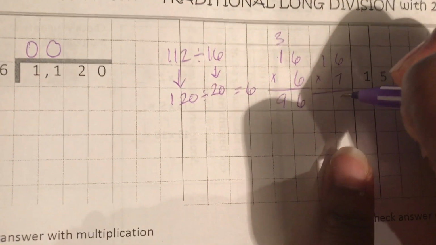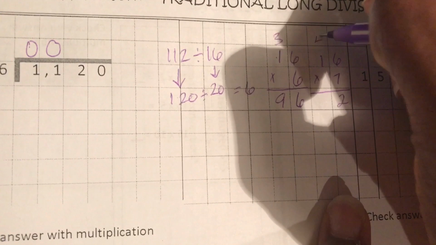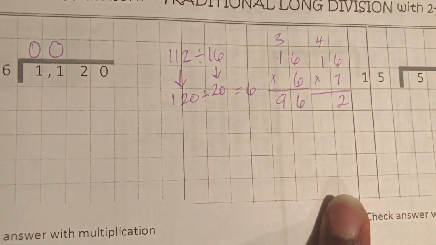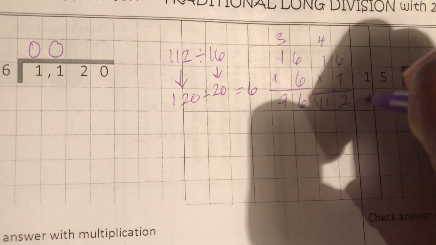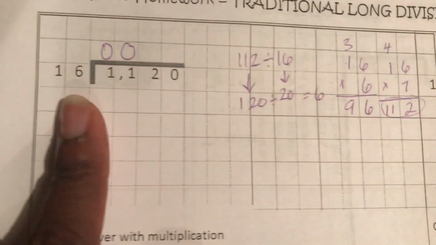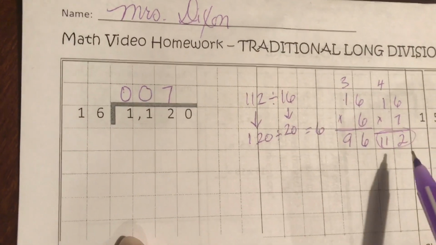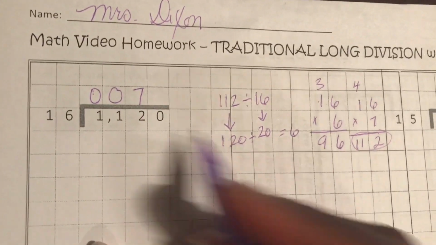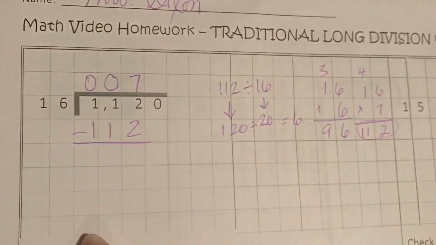6 times 7 is 42. So I write my 2 down there, carry my 4. 1 times 7 is 7, plus 4 would be 112. Oh, look. So 16 goes into 112 7 times. I now write my 7 on top, and just like I did with the one-digit divisor, my actual multiple of 112 goes right underneath. Now I'm going to subtract.